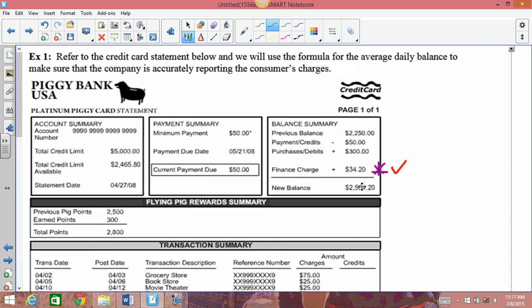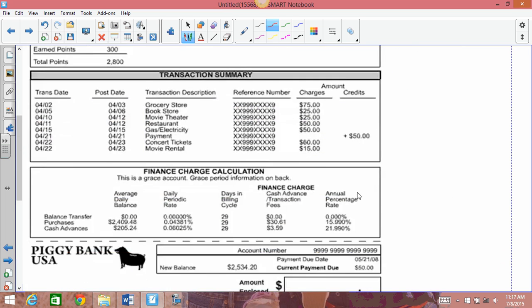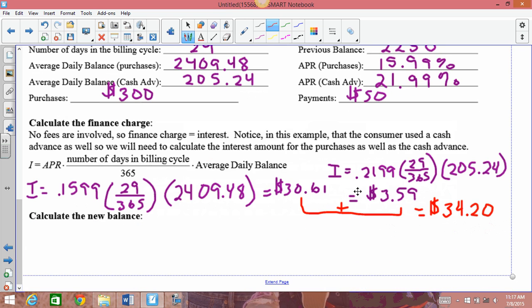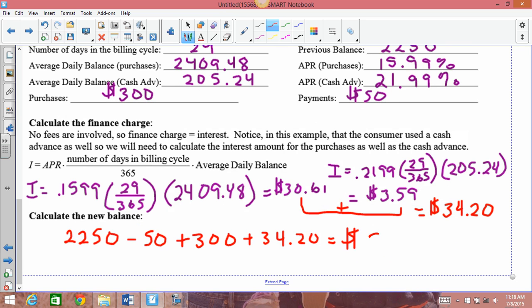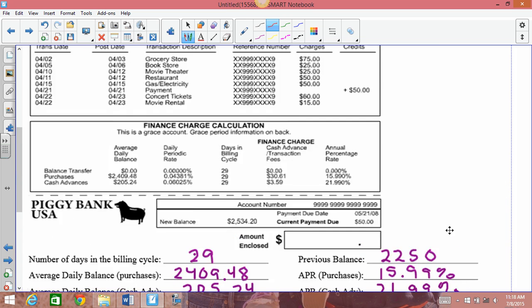So now let's make sure that this new balance is working. The new balance is also on your formula sheet. Your new balance is equal to your previous balance of $2,250. Subtract any payments, so you made a $50 payment. Add in any charges, you made a $300 charge. Add in any interest, we just found that, $34.20. Do your addition and subtraction, sure enough, $2,534.20. So everything is checking out as it should.